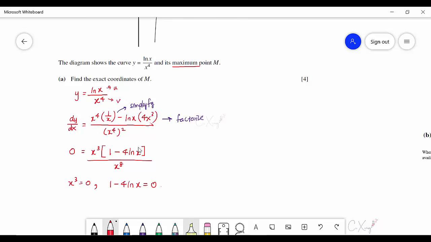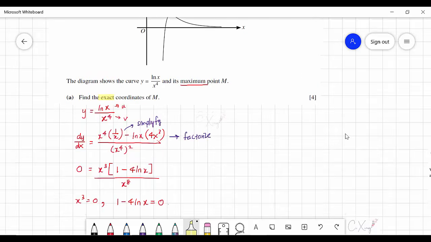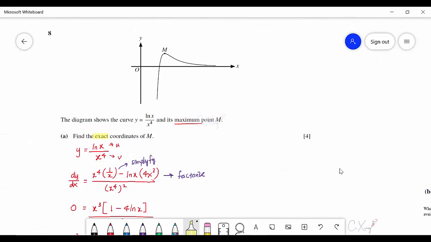I will refer back to the question again. First of all, look at the keyword of the question here. They want you to find the exact coordinates of m. The exact coordinate means that you have to keep your answer in terms of e, or in terms of pi or surd form. And if we have a look at the diagram, you can see that the curve generally will not touch the axis, as we can see here.